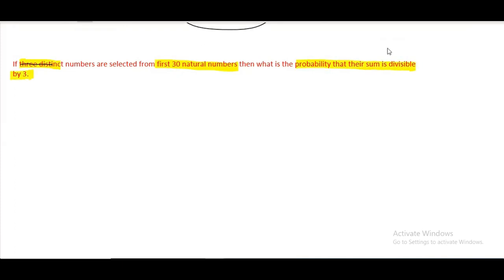Okay, right. So generally, how can we select 3 numbers? So total possible ways: 3 numbers can be selected from 30 natural numbers in 30C3 ways. This is our sample space.